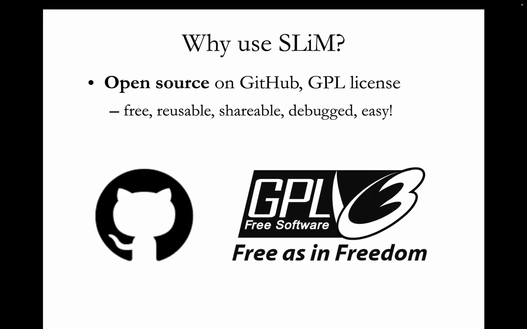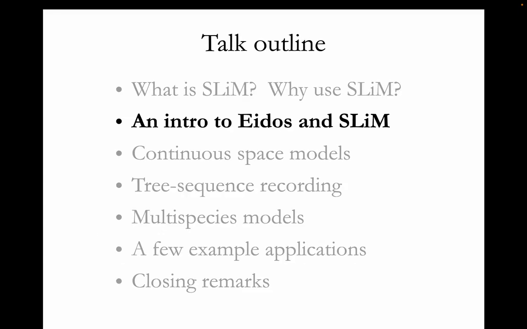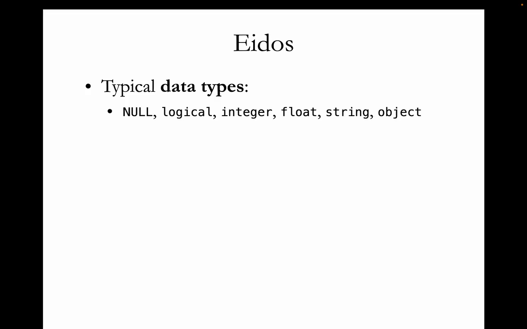SLiM is open source on GitHub under the GPL license. That means it's free to use with all of the advantages of open source software, and if you wish to do so, you can even get involved in its development. For all of these reasons and more, SLiM is pretty widely used in the community, with about 1,300 citations so far. So perhaps I've convinced you that SLiM might be worth using. Let's move on to an introduction to Eidos and SLiM to see how it works.